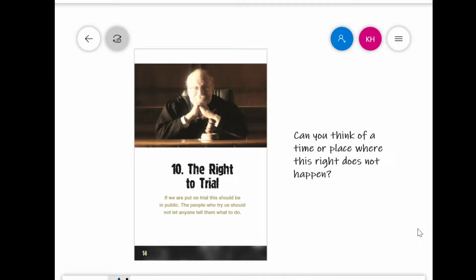Okay, number 10. You have the right to a trial. If you are put on trial, this should be in public to ensure the fairness and that people aren't taking advantage of the courts. People who try us should not let anyone tell them what to do. Okay? So your trial should be open to the public, and it needs to be done in an open forum to ensure that everyone is being treated fairly. Now, can you think of a time or a place where this human right was violated? Pause video now.